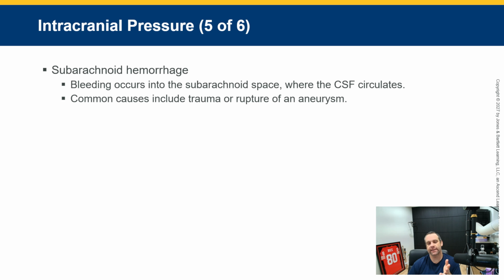Okay, so this occurs in the space between the arachnoid and the pia mater. And again, this is where that cerebral spinal fluid circulates around the brain. The bleeding here is usually a result of a trauma, but can also be the result of a rupture of an aneurysm. Okay, and as we learned earlier, in the medical side of things, an aneurysm is a weakening of a blood vessel wall. Typically it is an artery that we're talking about because those are under the most pressure. But that aneurysm area can rupture and then cause a bleed.